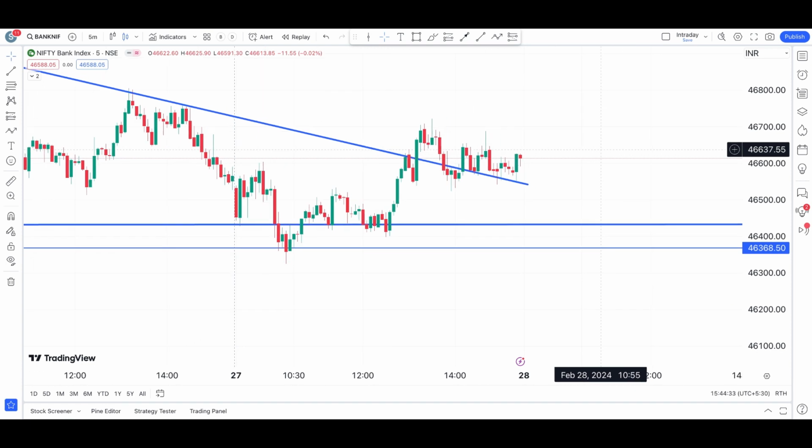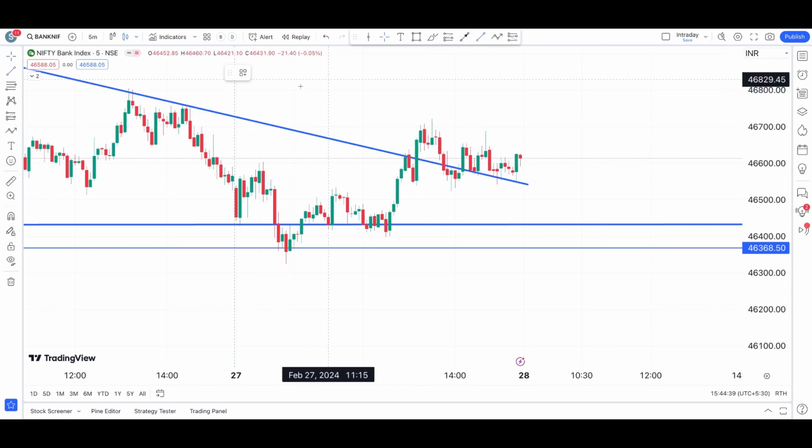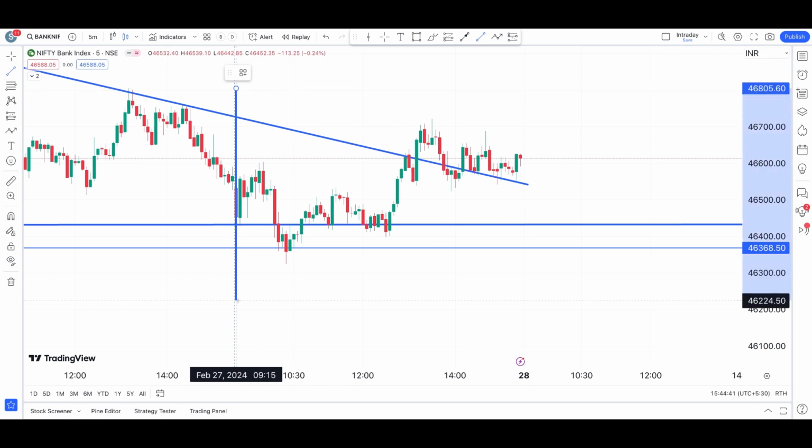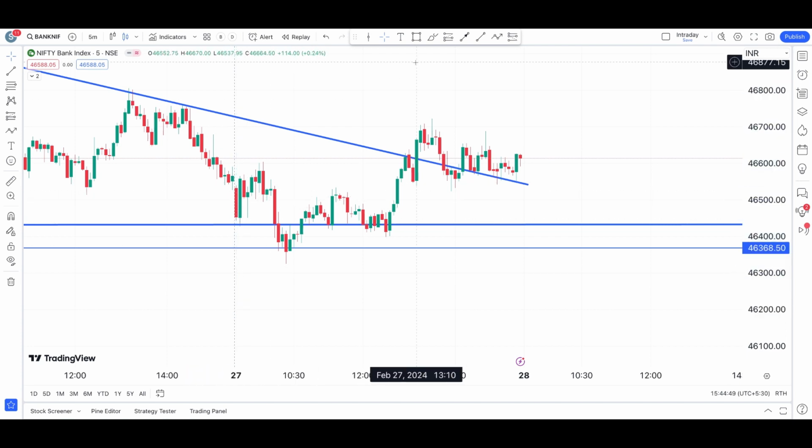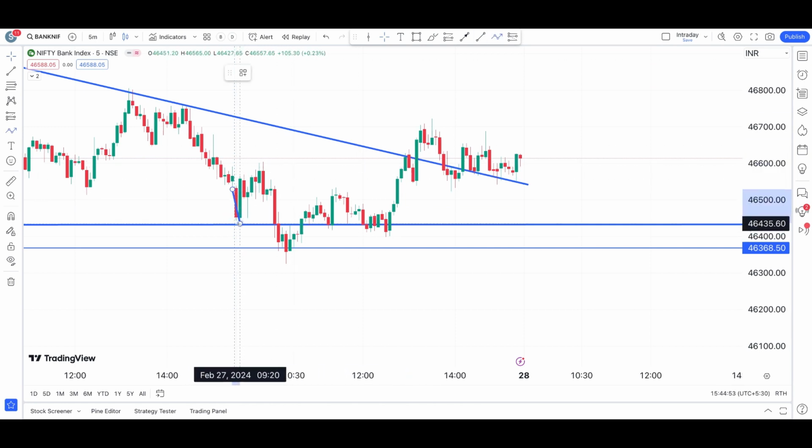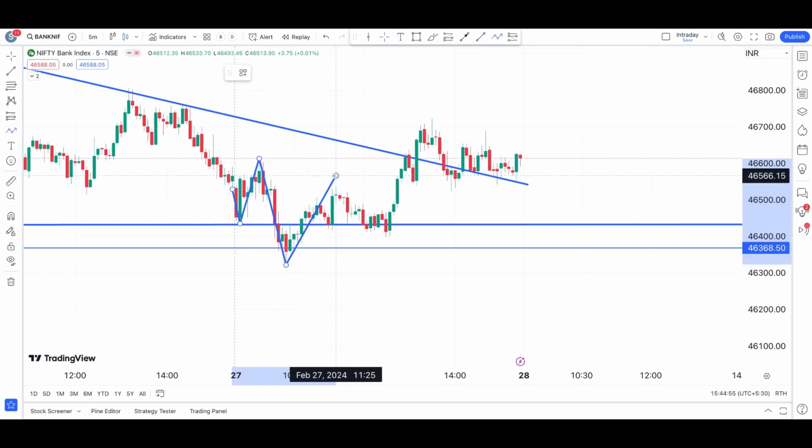All right, so here we have the Bank Nifty chart on a 5 minute time frame. As you can see, this vertical dotted line is telling us the session breaks. That means that market price action started from here today. So from here, all this is the price action of the Bank Nifty today.